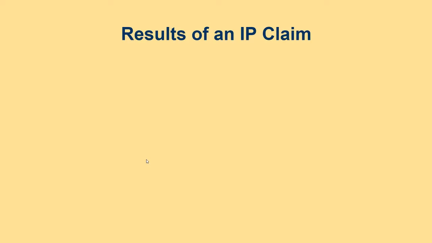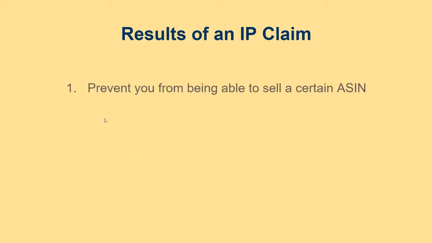So here are some of the potential results of an IP claim. I mean, one not so bad result is that it could prevent you from being able to sell a particular ASIN on which you got hit with the IP complaint, right? Might not sound like much of an issue, but it could be if you already bought inventory, right? If you already have inventory for that ASIN, then, right, that could be an issue, right? Because you've already spent money in this ASIN.